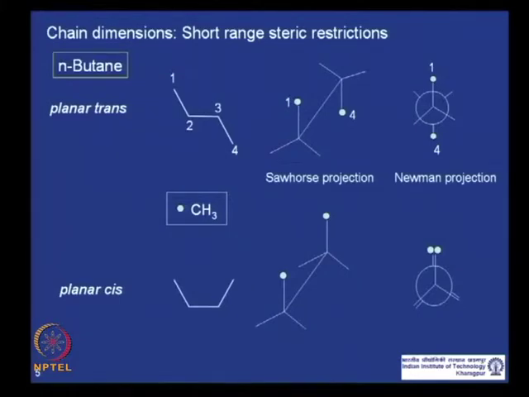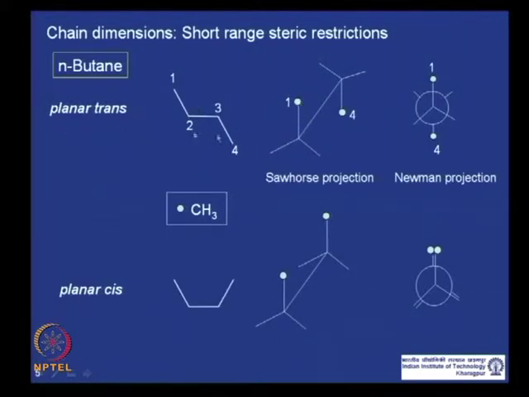We start our discussion with a simple molecule, n-butane, and we find out what conformations n-butane can take and how the potential energy changes with different conformations. We know that the lower the potential energy, the higher the chance of that conformation being stable. So, these are 1, 2, 3, 4, the four carbon atoms in n-butane; we are not writing the hydrogen groups here.